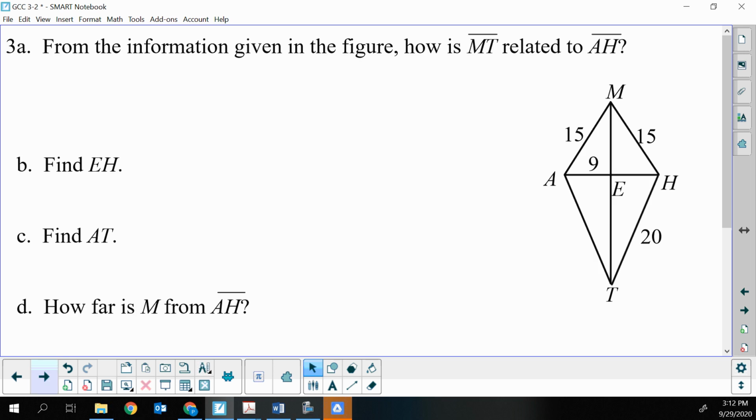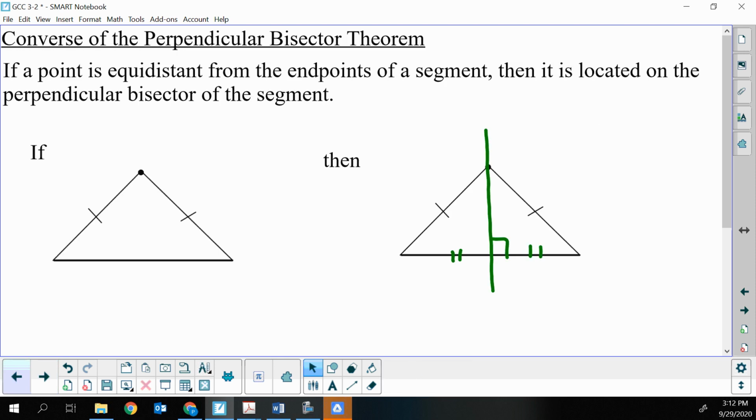So going to the top of page 10, we've got a picture here, and we've got some segment lengths that are given. So we want to know, how is MT related to AH? Well, notice from point M, it is the same distance to A as it is to H. Well, that is the converse of the perpendicular line theorem we just saw. If you're equidistant from the endpoints, we know that we must be on the perpendicular bisector.